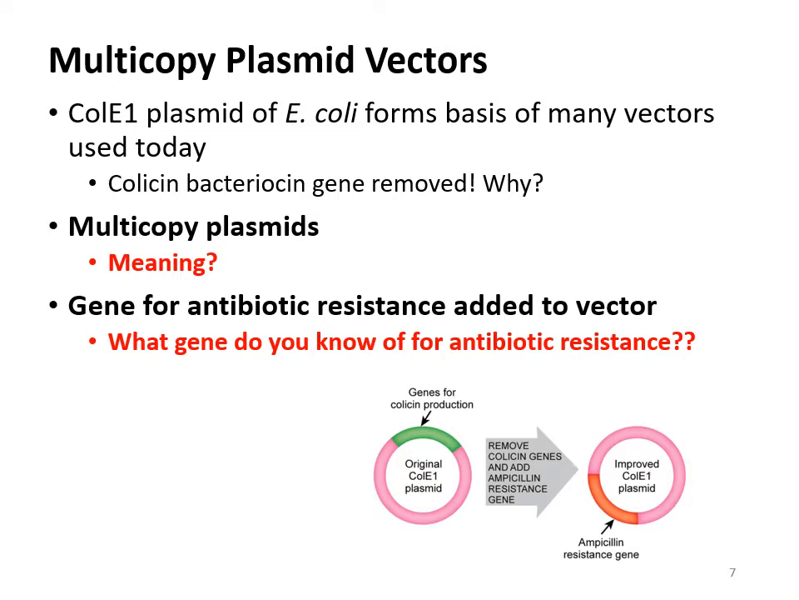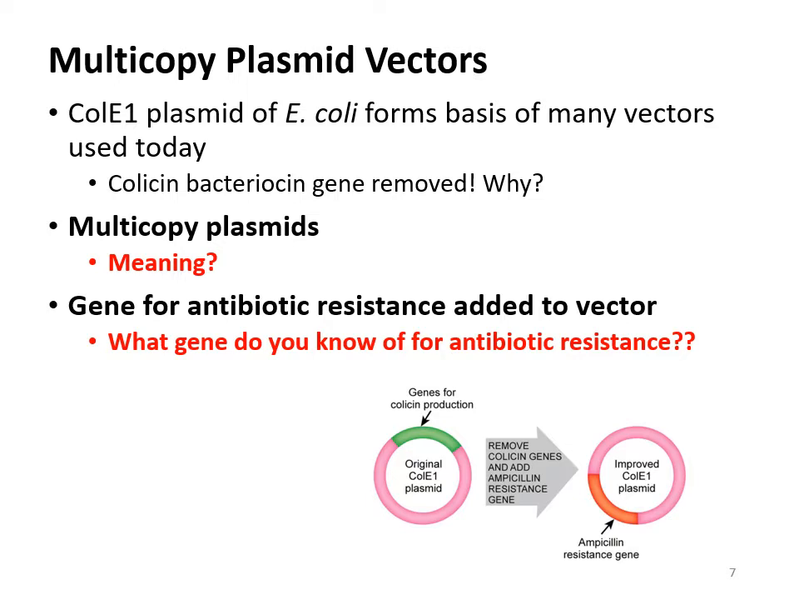Okay, now one of the most commonly used ones today came from what we call the ColE1 plasmid that E. coli naturally had. And what researchers did was they took this original plasmid that they found in E. coli and they removed what was called the colicin production genes. And the reason they removed that is colicin is a bacteriocin. And what that means is it's a toxin that kills some bacteria.